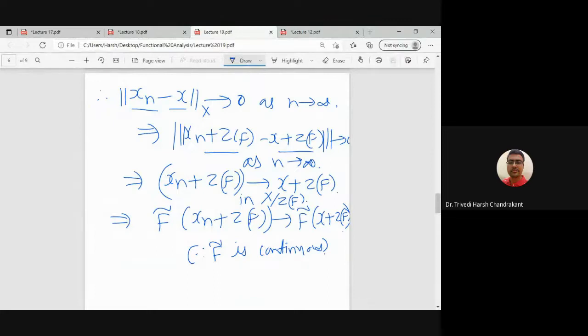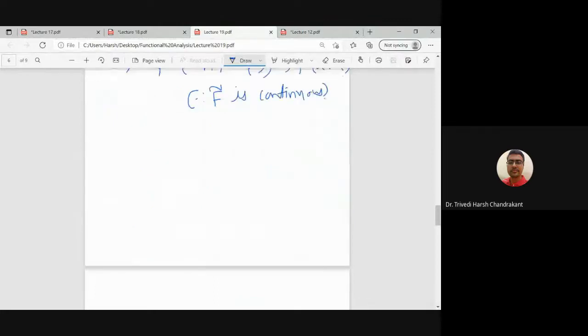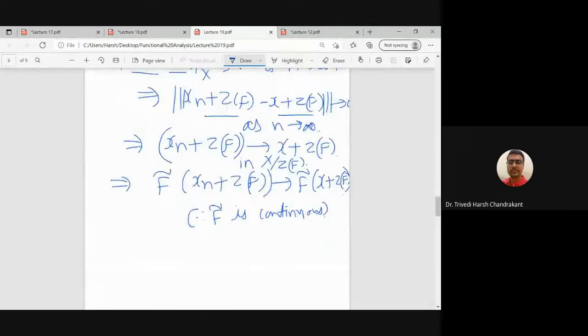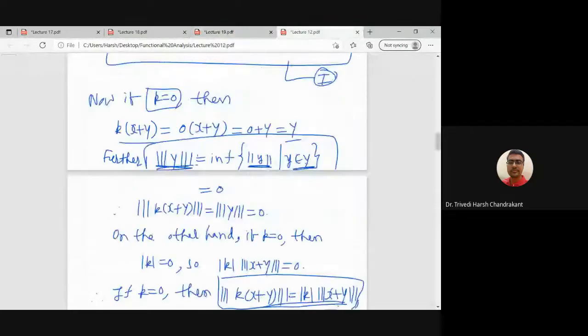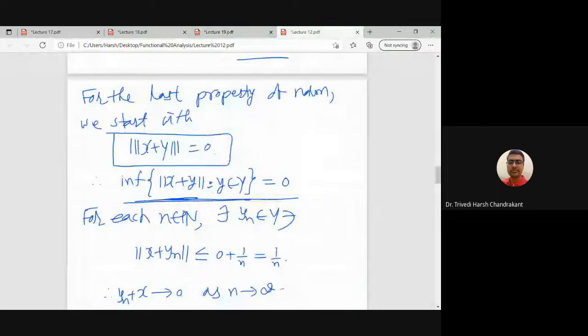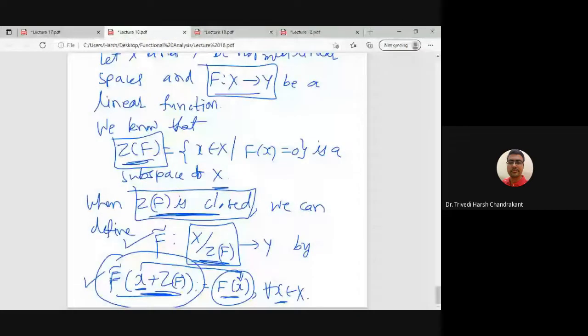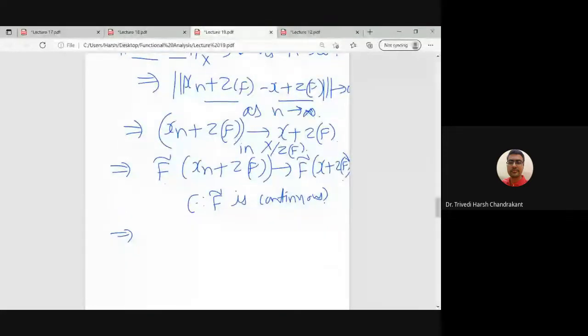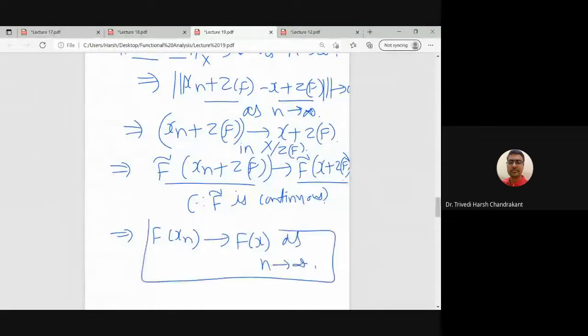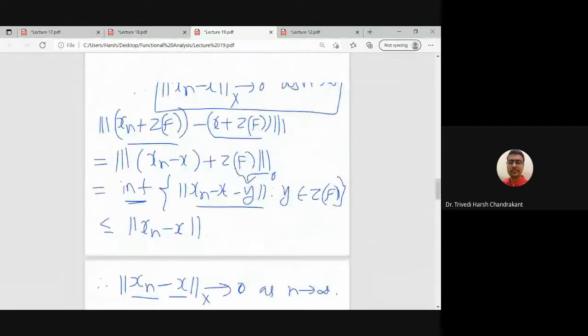Now what is this? This is exactly f tilde of xn plus kernel. By the definition of the quotient map, f tilde of x plus kernel of f is f(x). So here f tilde of this is basically f(xn), which converges to f(x). So this is what we actually wanted to prove. That was our starting point.